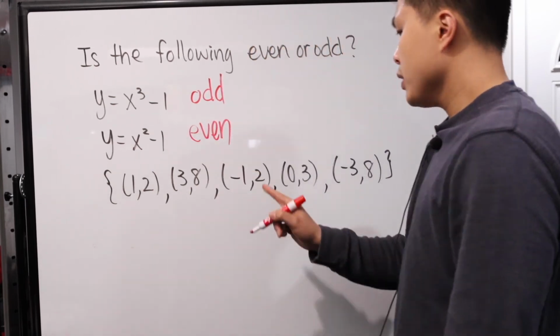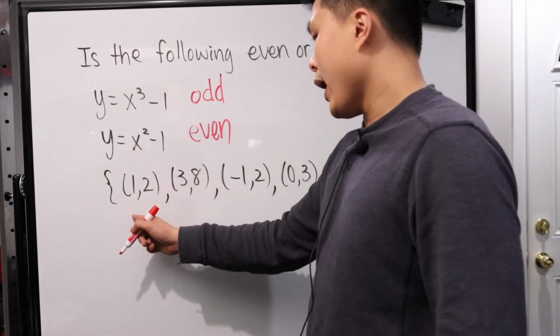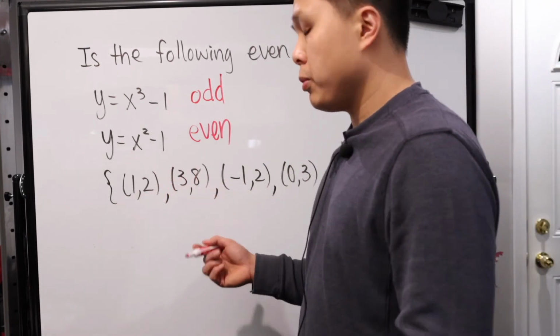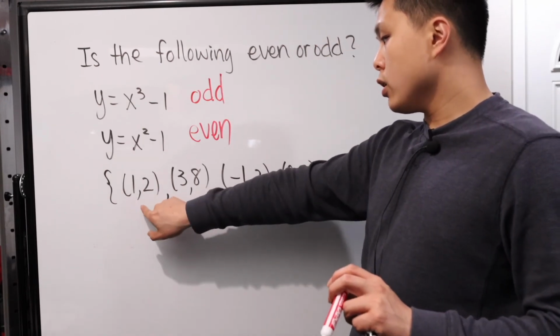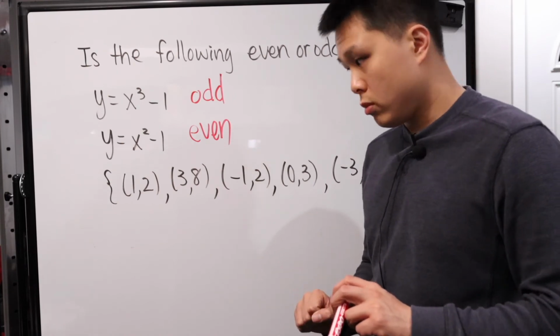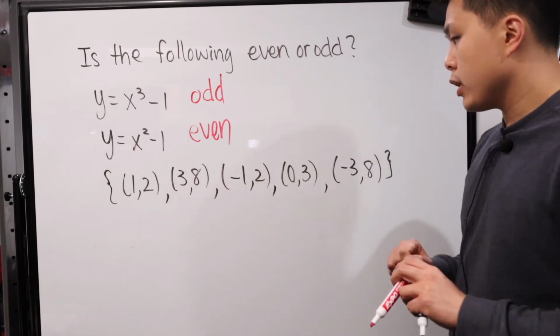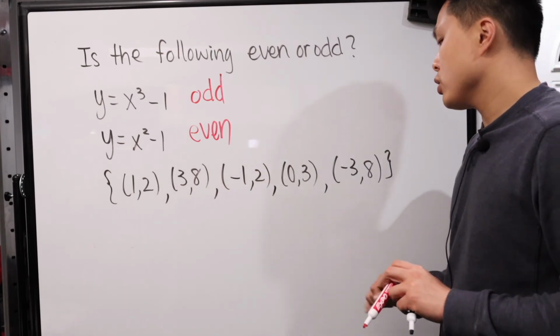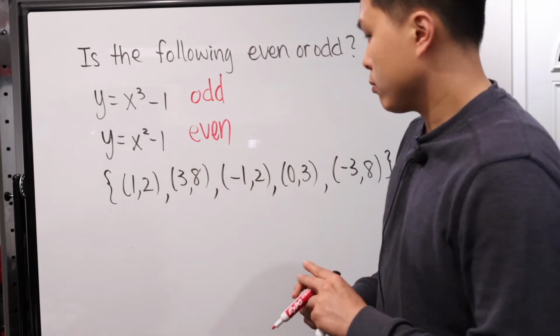Okay. Now this last one is a little confusing. Basically, we have inputs and we have outputs. Once again, it's quite simple. So we look at this. 1, 2, and then we have negative 1, 2. Okay. That seems interesting. 3, 8, and we have negative 3, 8. Even more interesting. Then we have 0, 3. Is it odd or even? Neither.